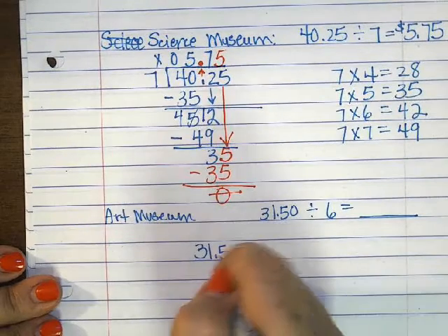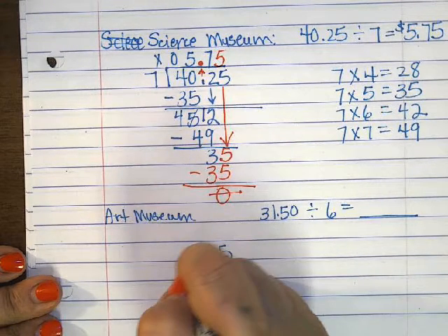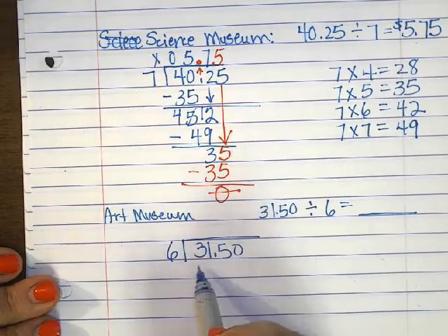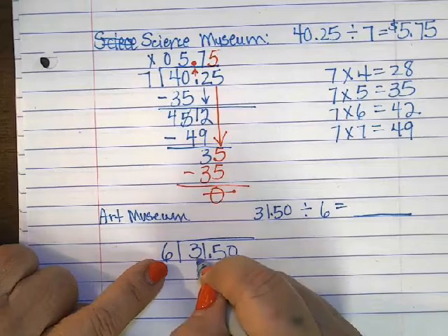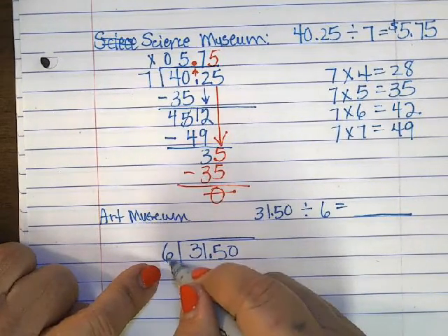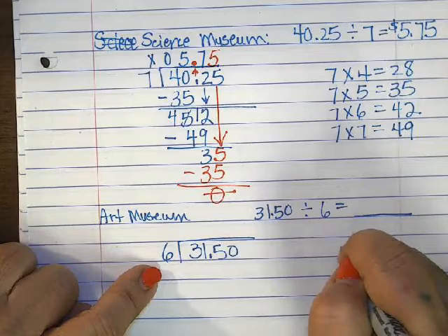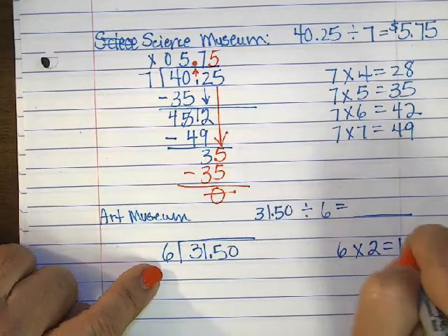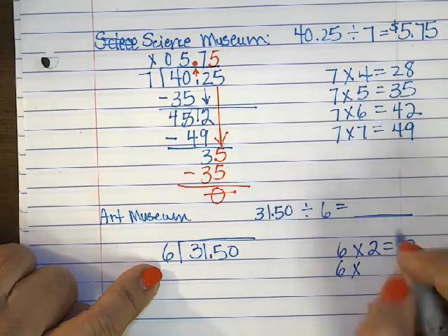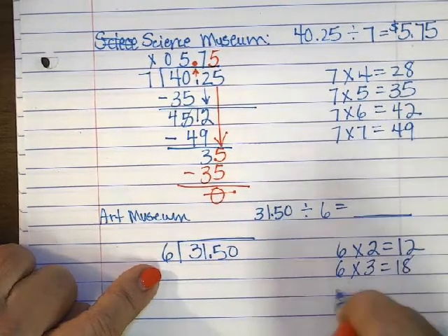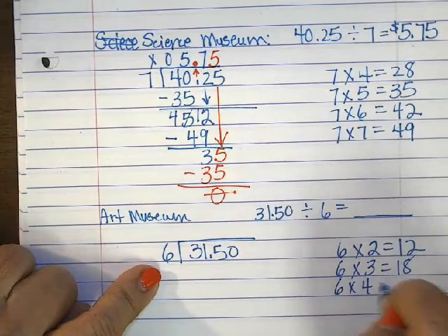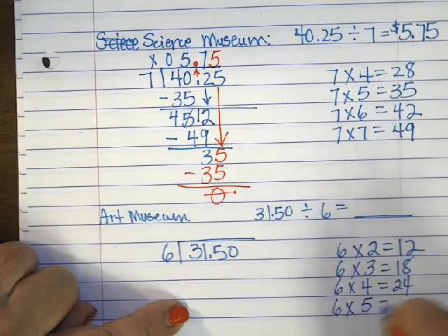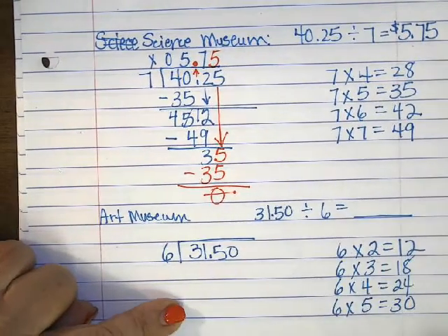So I have $31.50 divided by 6. All right, the same concept. So 3 tens cannot be broken into 6 groups. So let's see, if I have 6 groups and there's 2 in each group, that's 12. With 3 in each group, that's 18. With 4 in each group, that's 24. With 5 in each group, that's 30. I think that's as far as I can go.